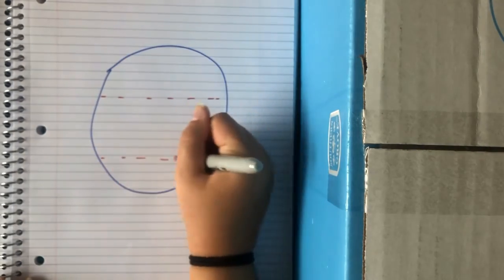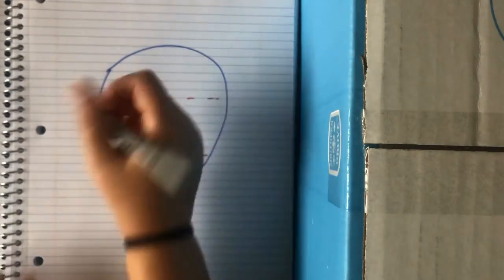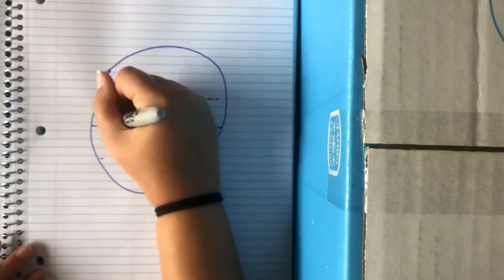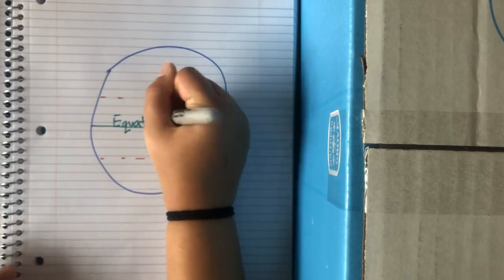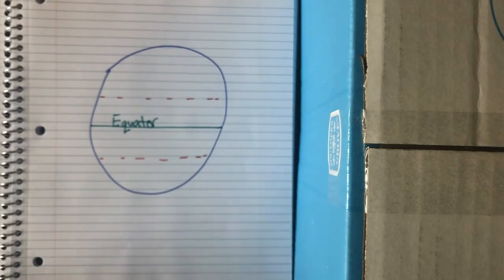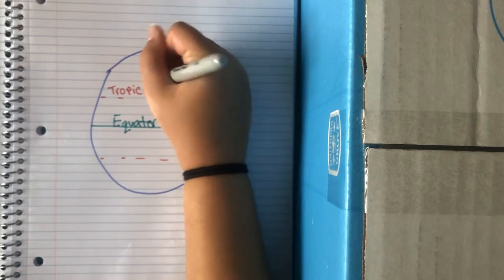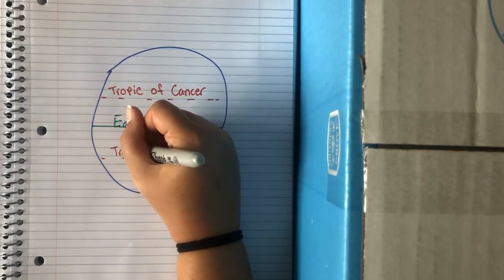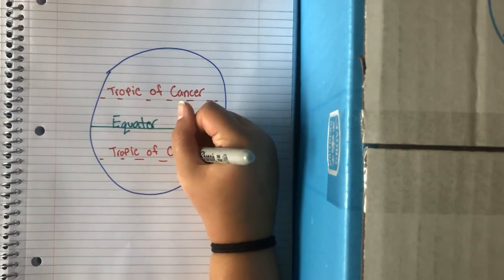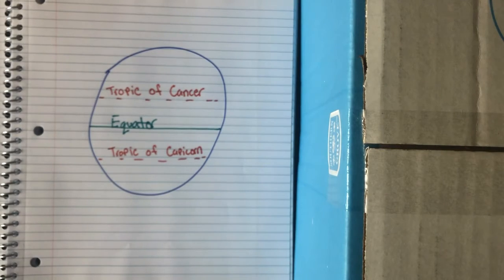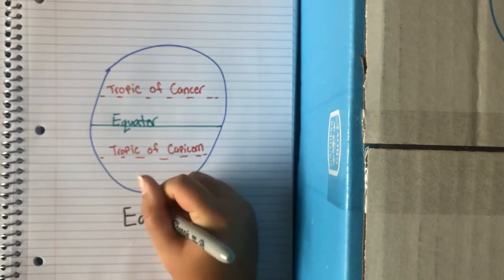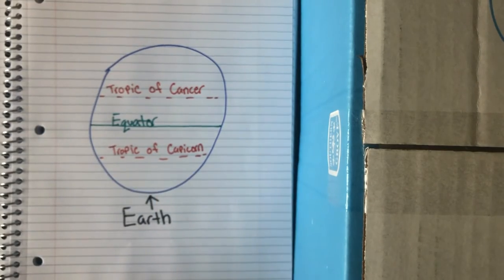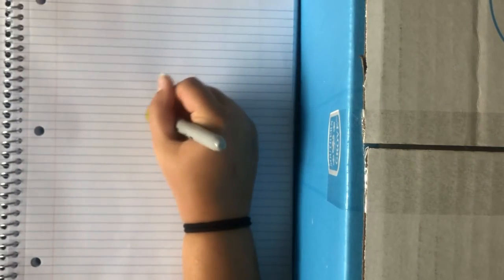And now I'm drawing you the lines of Tropic of Capricorn, Tropic of Cancer, and the equator. Now this is very important because the sun always stays between the Tropic of Cancer and the Tropic of Capricorn. It never goes above the Tropic of Cancer and never goes below the Tropic of Capricorn. So that's one reason why we need to know what causes the seasons.